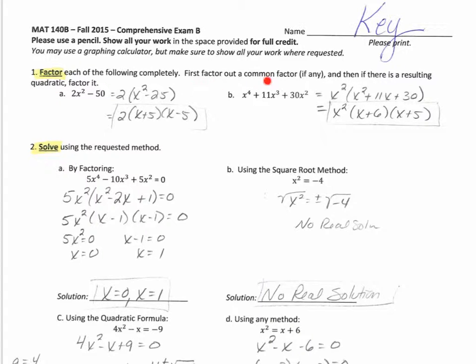For the first one, factor out any common factors first, and then if there's a remaining quadratic, go ahead and factor that as well. You get a GCF in this one, so you pull out the 2, and then you have the difference of two squares, which gives you x plus 5, x minus 5.